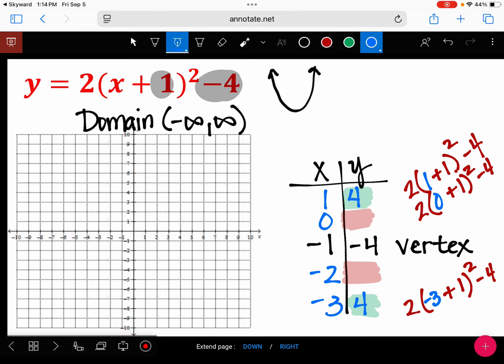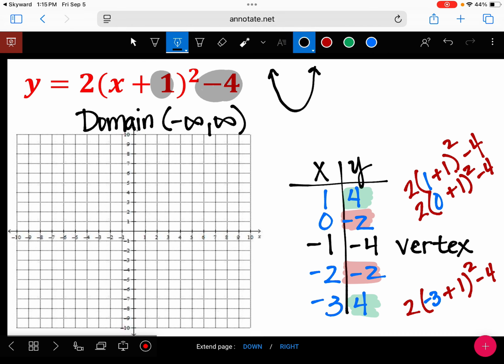Now let's do the same thing with that 0. Okay, 1 squared is 1. 2 times 1 is 2. 2 minus 4 is negative 2. Who got negative 2 for these two? All right, let's graph it out.